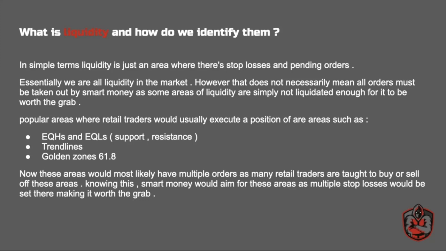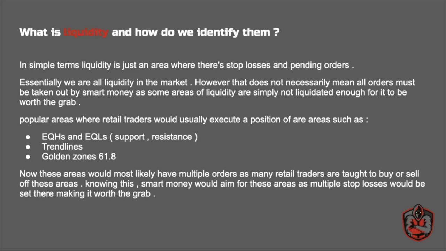However, that does not necessarily mean all orders must be taken out by smart money, as some areas of liquidity are simply not liquidated enough for it to be worth the grab. Popular areas where retail traders would usually execute a position are equal highs and equal lows, examples of which would be support and resistance levels, double tops, and double bottoms. Another popular area would be trend lines, and another would be golden zones. All of these three areas are strategies where a typical retail trader would usually execute a position.